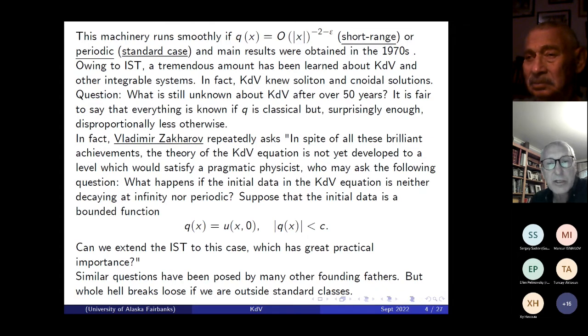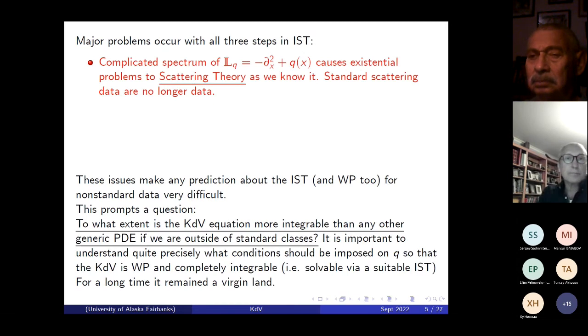What happens if the initial data in the KdV equation is neither decaying at infinity nor periodic? Suppose that the initial data is a bounded function. Can we extend the inverse scattering transform to this case, which has a great practical importance?" So this exact quote says it all. And let us discuss what actually happens.